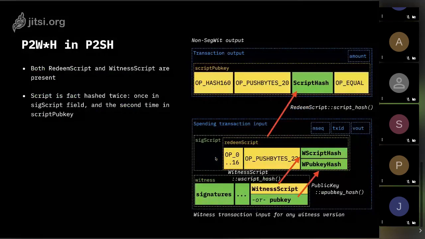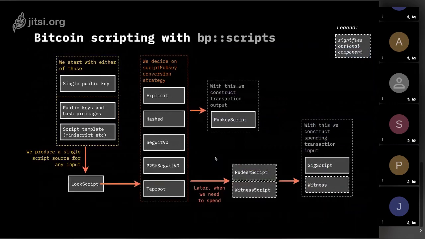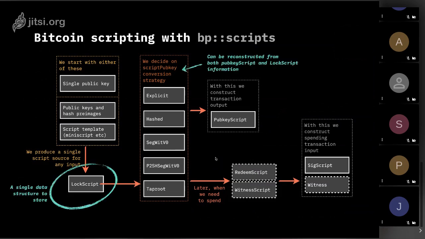And the workflow is that we still start with the source data, then we construct a log script, which will become a part of the proof I just covered. Then we decide on the conversion strategy. And with the conversion strategy, we get a pub key script when we create a transaction. When we need to spend some output, we can reconstruct redeem script and optional witness script, and from them make a SIG script and witness for a transaction input.